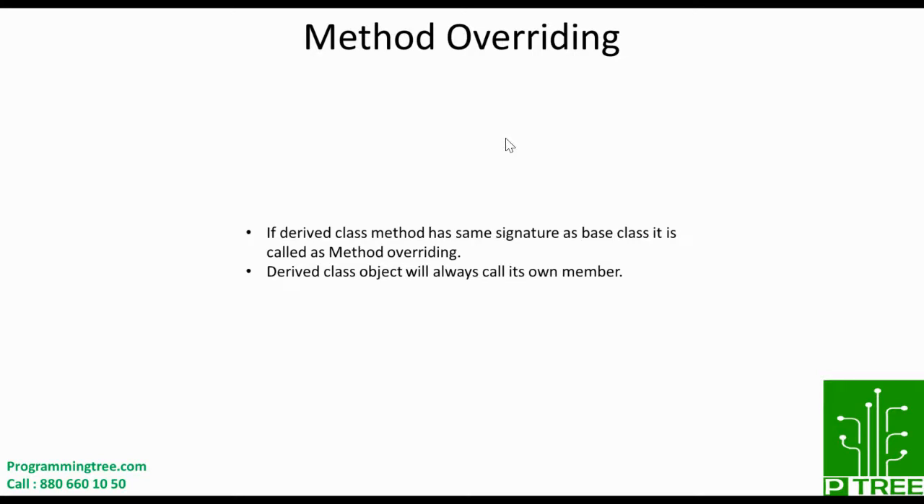Second point is, a derived class object will always call its own member. Now let's try to understand this topic with some example.